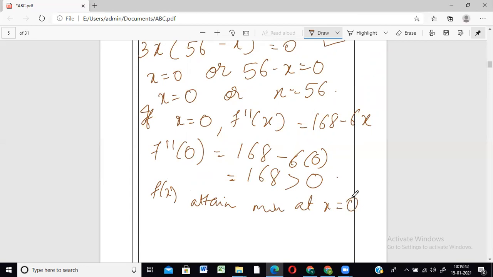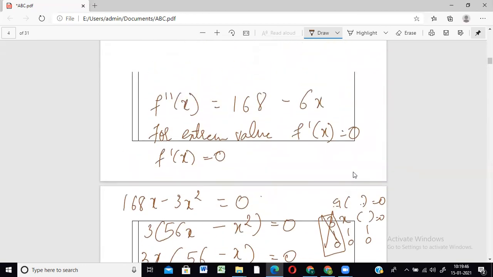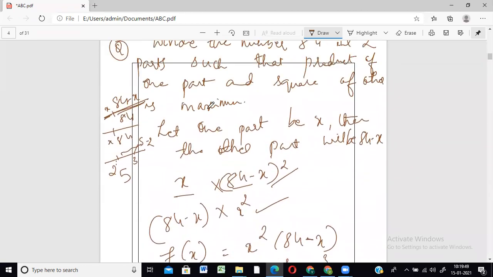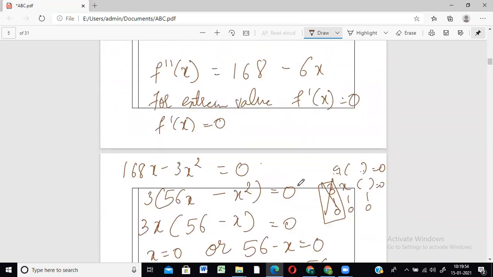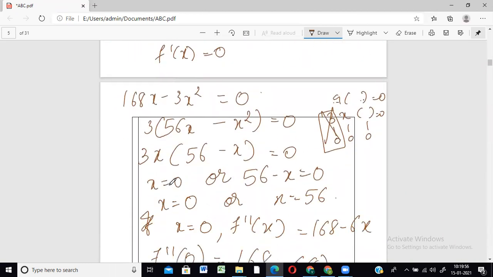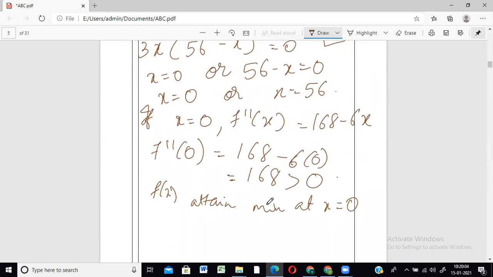All right. But what did we want? In the question, they said the product has to be maximum, right? Product has to be maximum, which means f double dash of x should actually be less than 0. So then this value of x is not going to work. We had two values, x equal to 0 and x equal to 56. For x equal to 0 we are getting a minimum, so we can reject this value. What will be the other value? X equal to 56. But before confirming that x equal to 56 is the answer, we also have to check that it is correct or not. So we will check for x equal to 56.